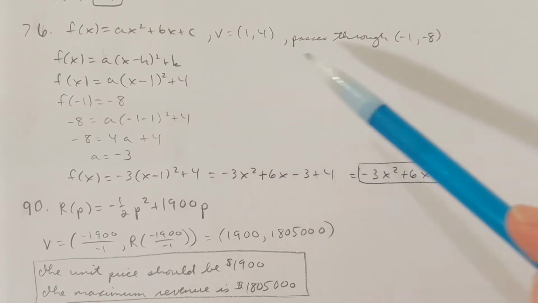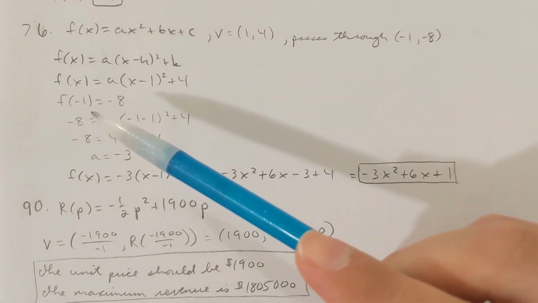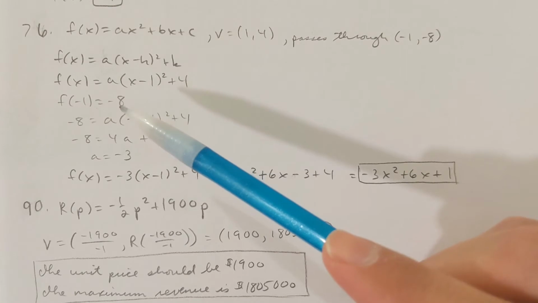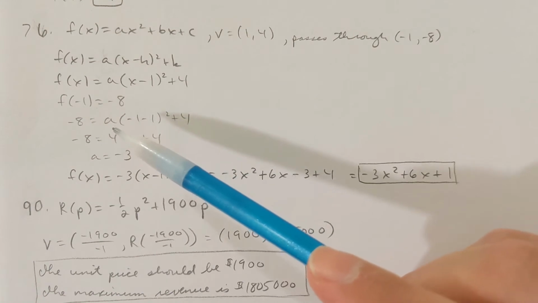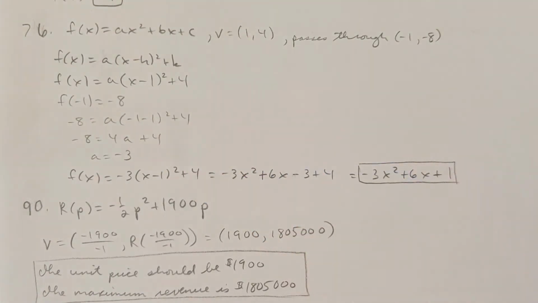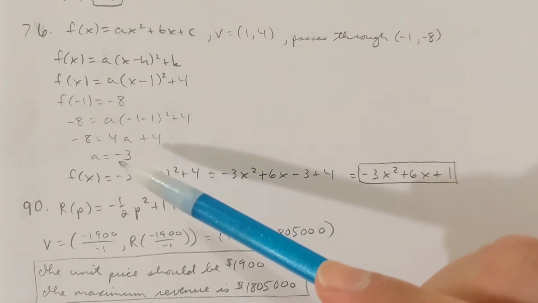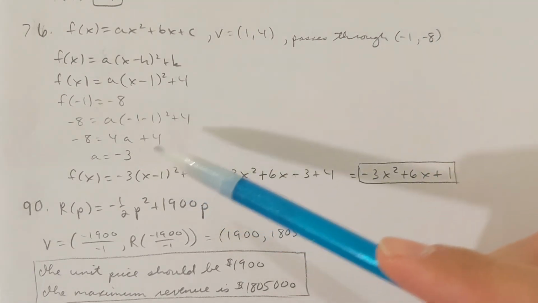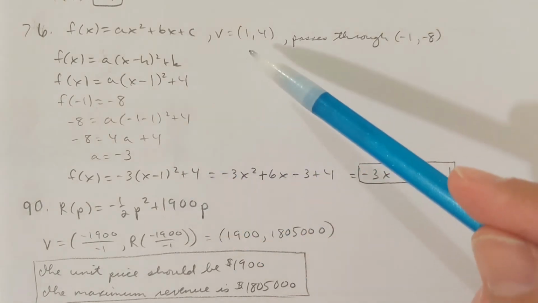That means it passes through (-1, -8). f(-1) equals negative 8. Negative 8 is the y value, negative 1 is the x value, and I can find a. a times 4 plus 4, subtract 4 from both sides, negative 12 equals 4a, divided by 4, a is equal to negative 3. So the function that we're talking about is -3(x - 1)^2 + 4.